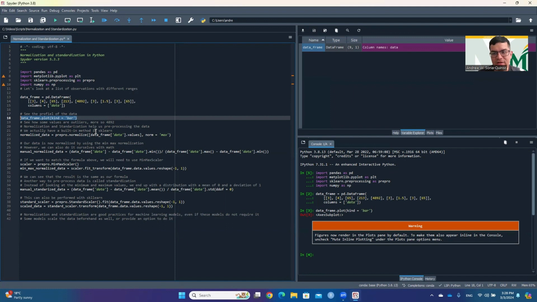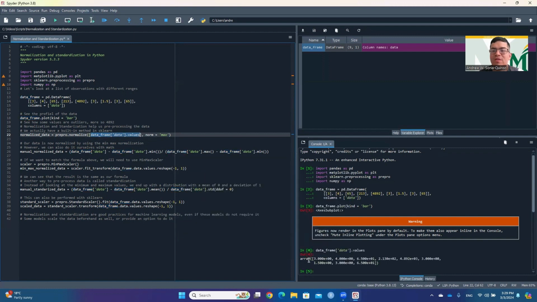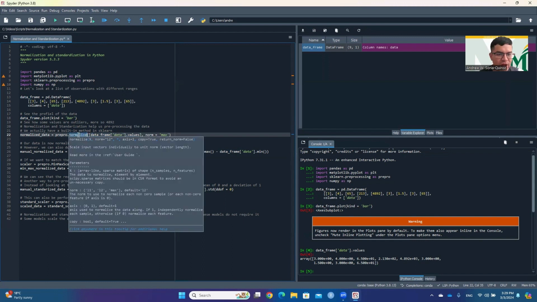Now, sklearn has a normalize function. We're going to start with that. Normalize from preprocessing allows us to take this data frame and then the values only. So I'm going to show you how this looks like here. This is what sklearn wants. It wants an array of the values. And then norm max. What does norm max mean, actually? Normalize is a function with a lot of underlying assumptions inside of it. You can say there, norm is used to normalize each non-zero sample. So we're going to do that.